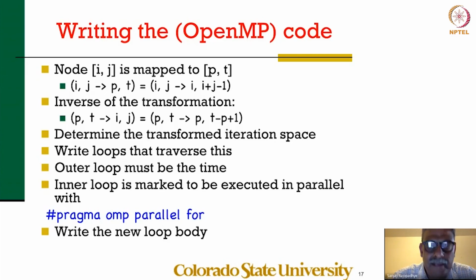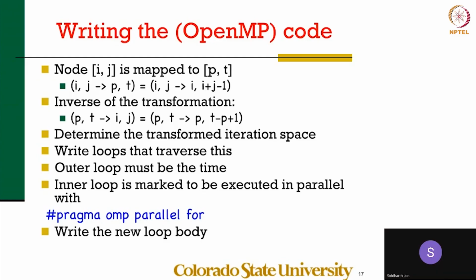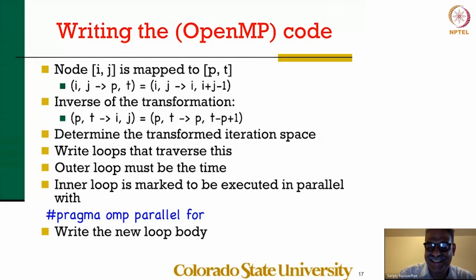Right? What is the inverse of this? This 2 by 2 matrix, can you invert it? 1, 0, minus 1, 1. And that is exactly what I told you. In other words, what are you doing? You are given two equations, p equals i, t equals i plus j minus 1. Solve them for ij in terms of pt. That's the inverse.